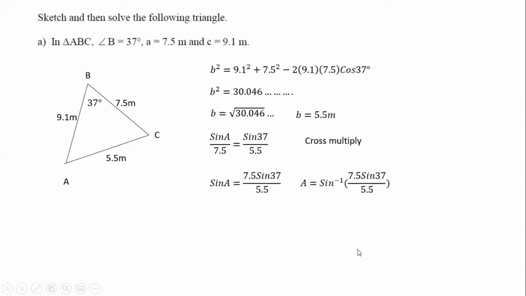So that's what you need to do on your calculators right now. Hopefully everybody has their calculator fingers ready to go. And when I get this answer now, I just want to round that to the nearest whole number. I don't want any decimals this time. So look for your sine to the minus 1 key on the calculator. Open a bracket, put the 7.5 times sine of 37 over 5.5, work it out.